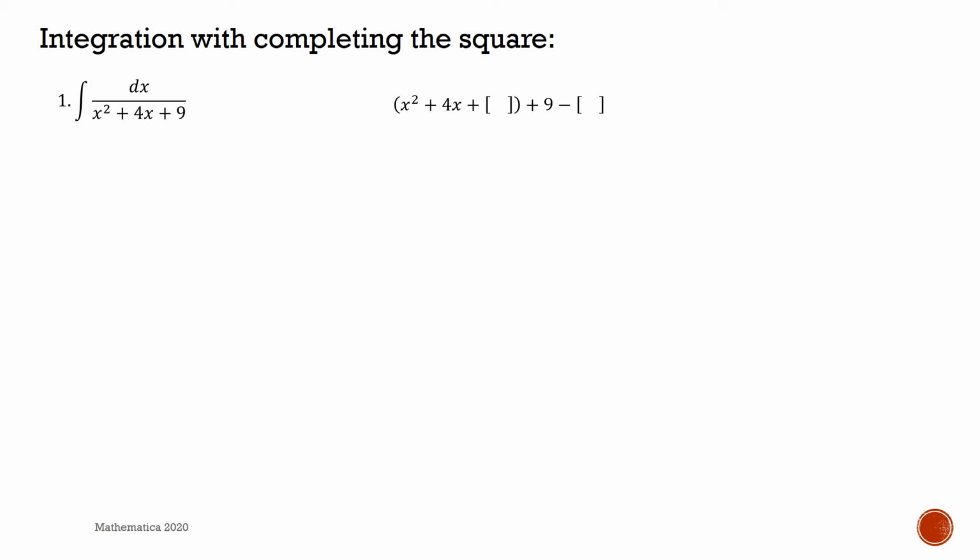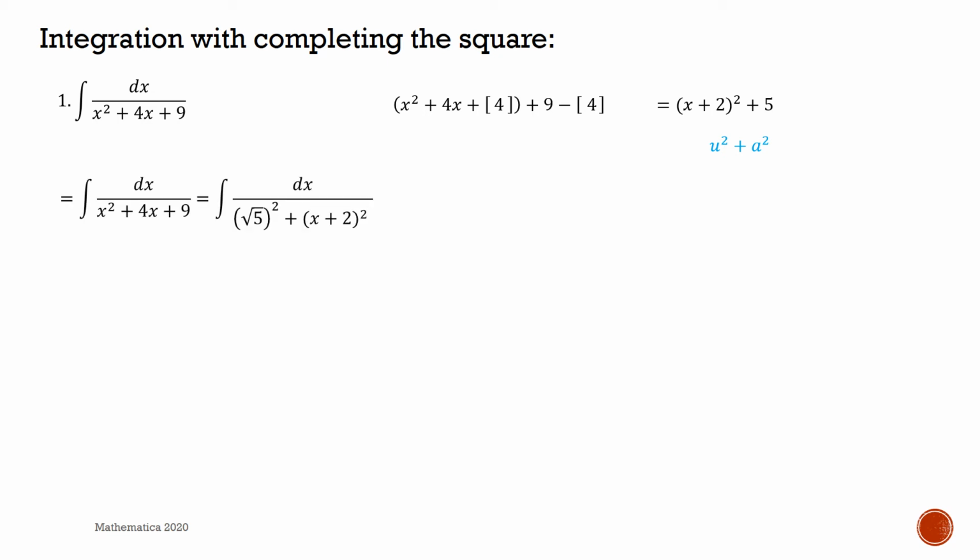What is that something? Well, half of 4 is 2, 2 squared is 4. So I'm going to add 4 and I'm going to subtract 4. Finally, I'm simply going to rewrite this in the proper form, which is (x plus 2) all squared plus 5. Fantastic. So this resembles u squared plus a squared, or a squared plus u squared. Okay, we can just simply rewrite it.